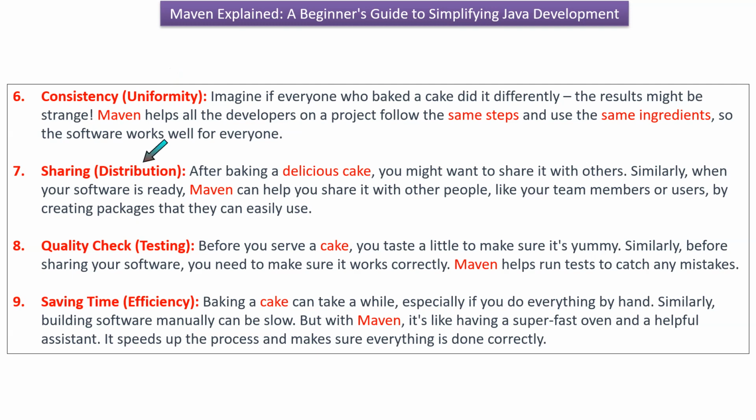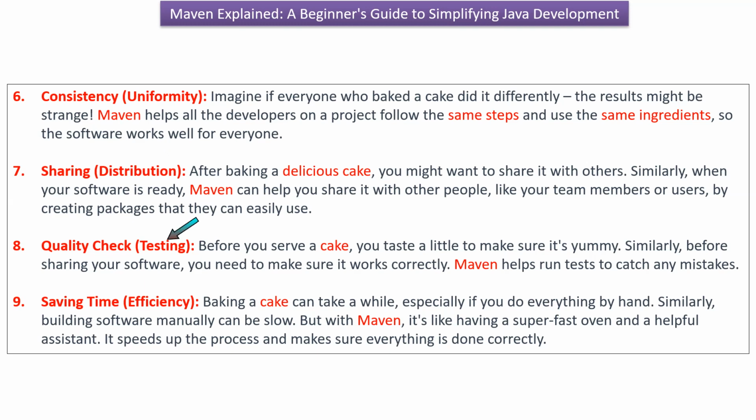Seventh point is sharing, which is equivalent to distribution. After baking a delicious cake, you might want to share it with others. Similarly, when your software is ready, Maven can help you to share it with other people, like your team members or users, by creating packages that they can use easily.